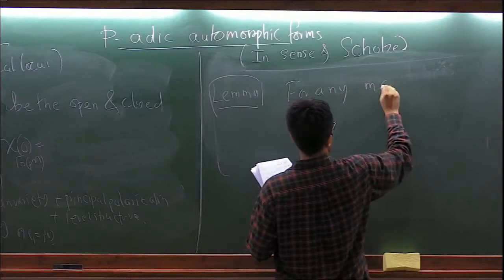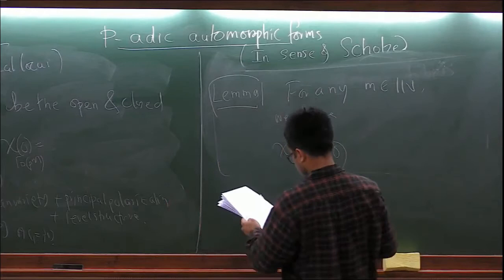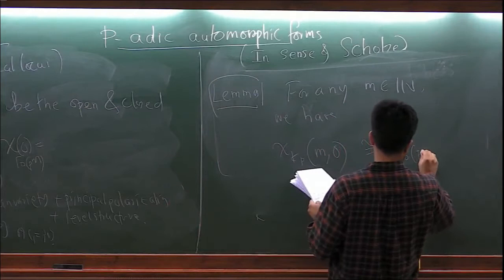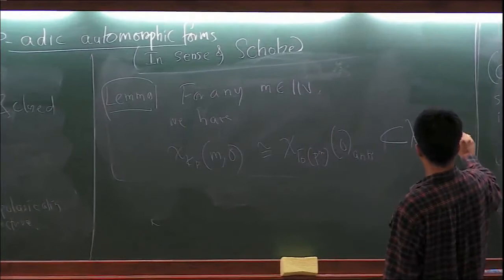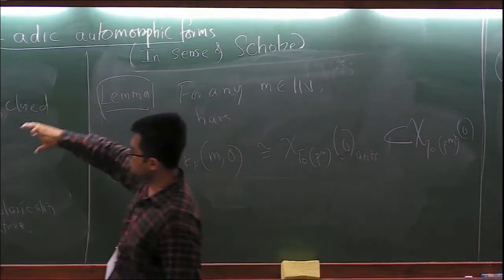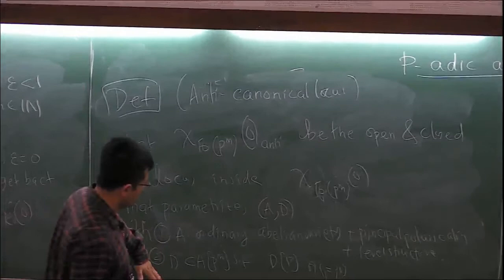M belongs to natural number. We have epsilon. Okay, and the map is the following. So here I just define the anti-canonical locus to be... It has two data. One is an ordinary abelian variety, and then D is the anti-canonical subgroup.